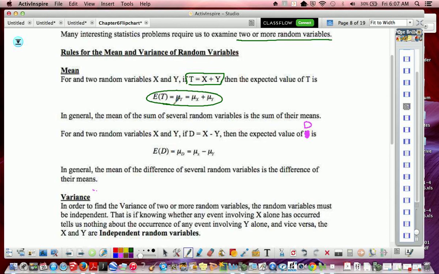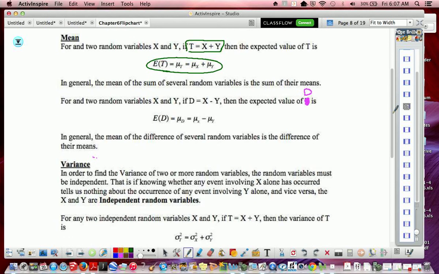Same thing works for the difference. If you're looking at the difference between two means, say you're looking at two random variables and trying to see which one might be better, you might subtract the two to see which one is bigger than the other. Just to let you know, there's a little typo here. Change that right there to a D. But with means, it's very simple. You are simply subtracting the random variables. So addition goes with addition, subtraction goes with subtraction with means.